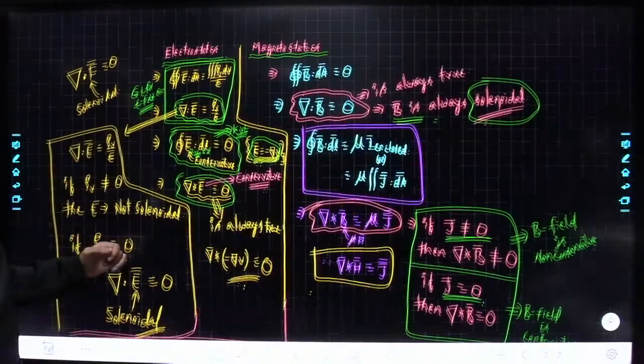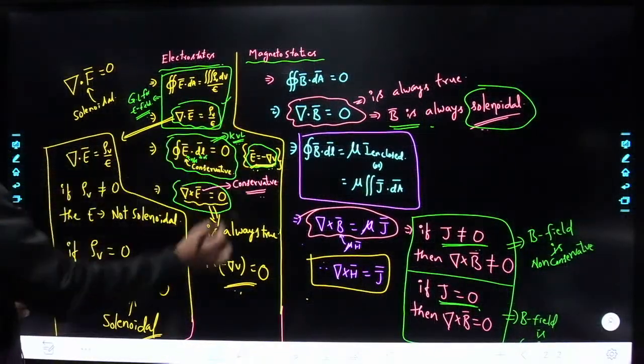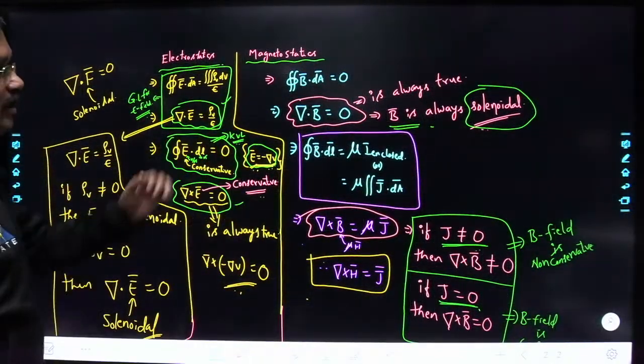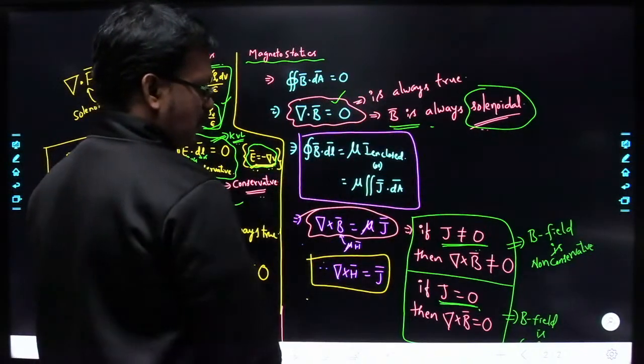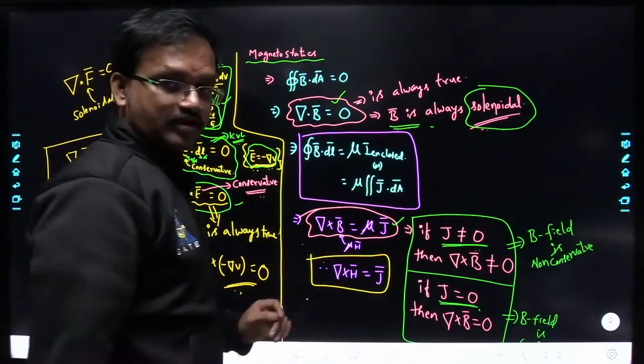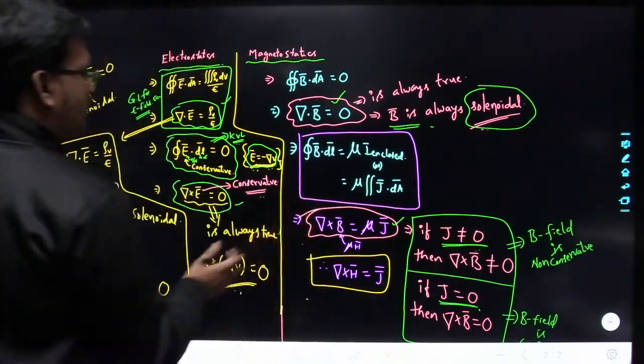So we have defined divergence of electric field and curl of electric field. And in magnetostatics, we have defined divergence of magnetic field and also curl of magnetic field. Understood? Okay.